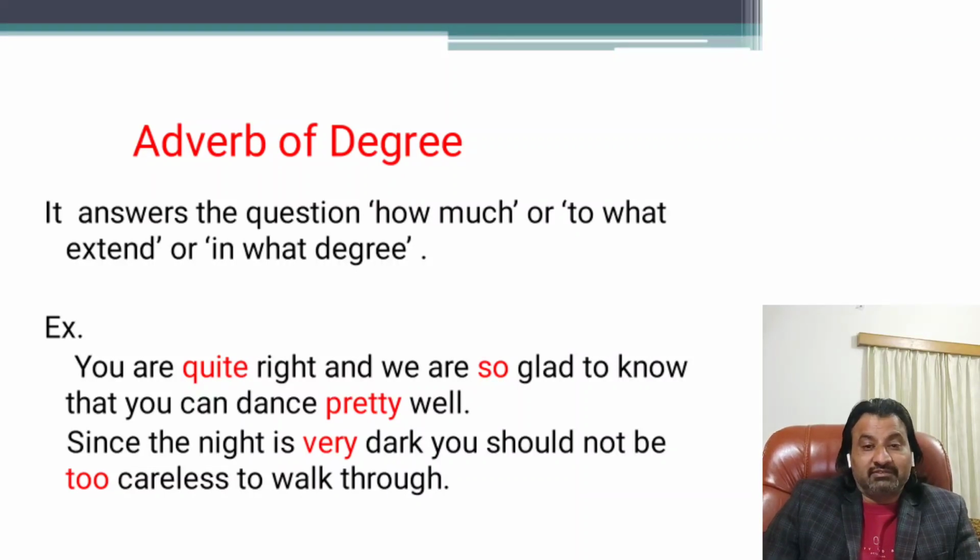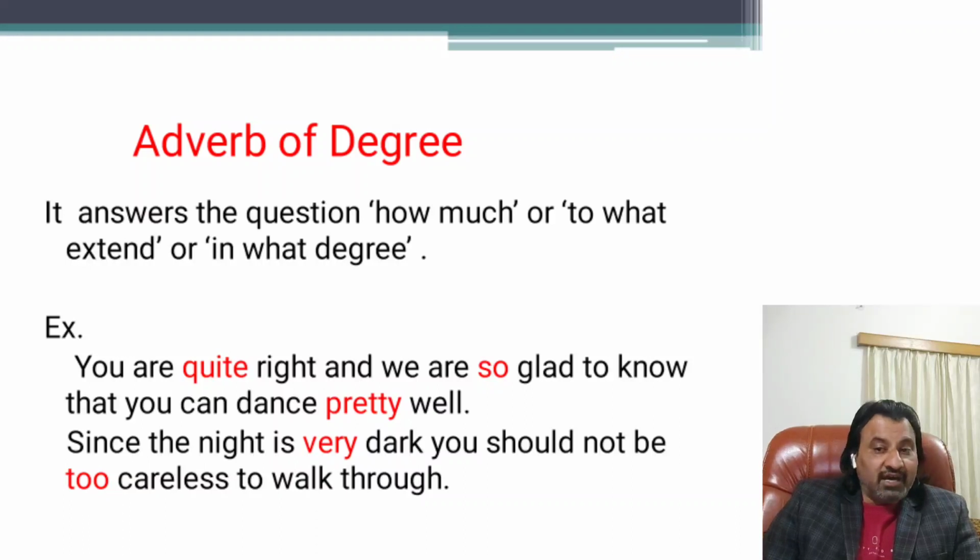Look at this sentence. Here, the use of quite, so, pretty. These words tell us how right we are, to what extent we are right. We are quite right, we are fully right, we are completely right. So glad, how glad we are. So glad. How well we are? Pretty well. These words tell us how much or to what extent something is done, something has happened.